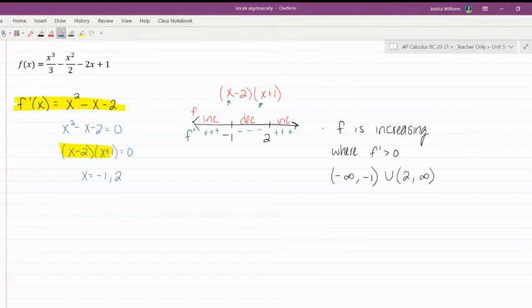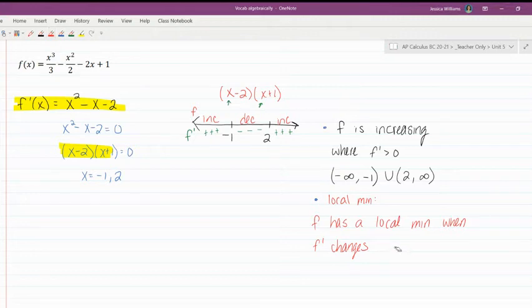So that could be a question that they ask. Another question that they ask that we've just done all the work for, they could say, find the local minimum. So local minimum. So you would write that by saying f has a local min when f prime changes. So local min is when you change from decrease to increase, so down to up.